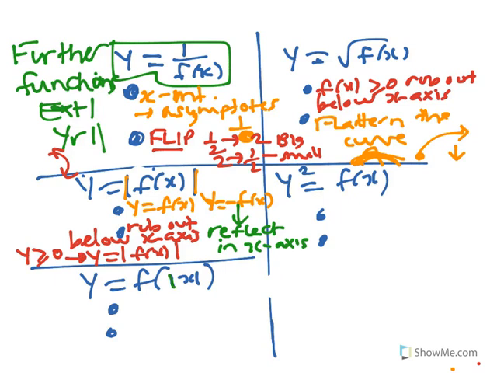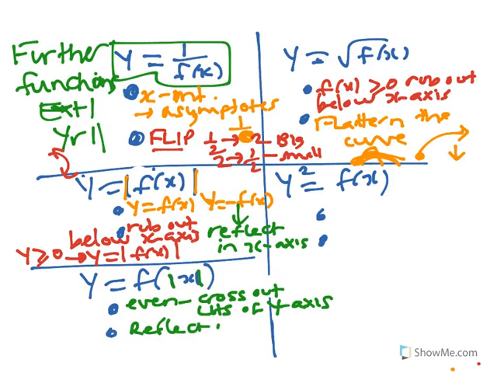Okay, so when we've got the absolute value there, that means that it is an even function. That means you cross out any curve on the left-hand side of the y-axis. Once you've crossed that out, then you just reflect it in the y-axis.